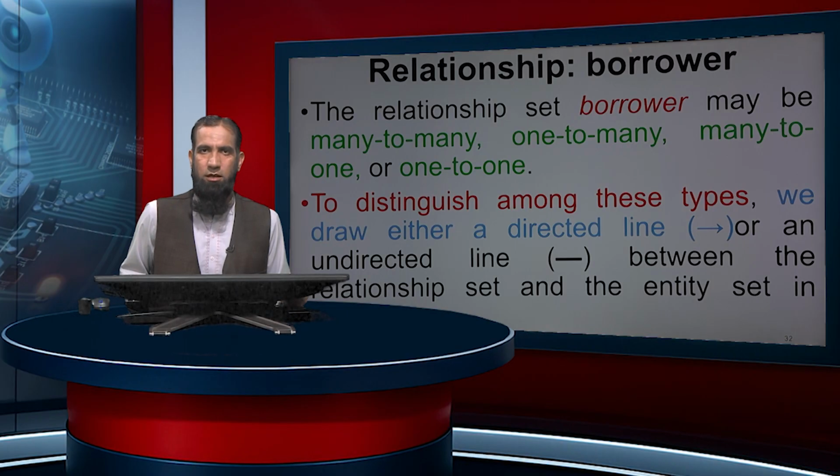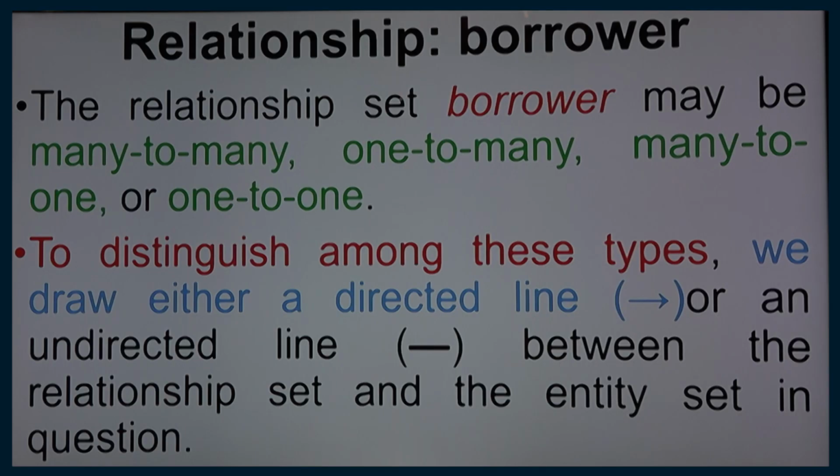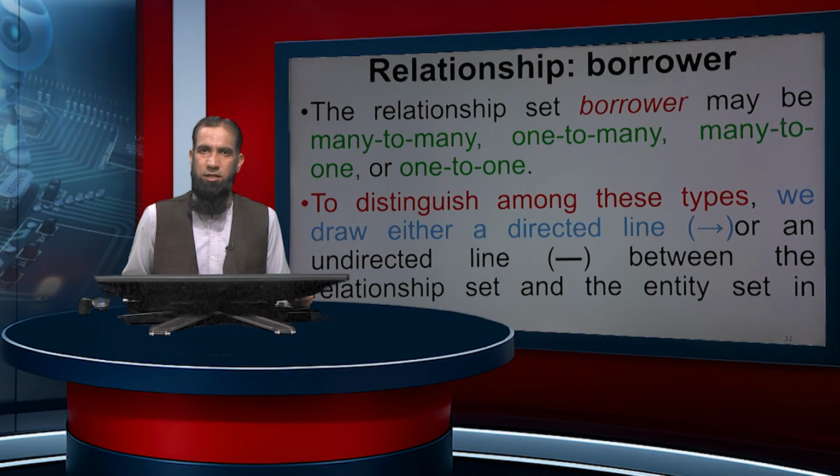Next, the relationship set borrower may take different forms such as many to many, one to one, one to many, or many to one. To distinguish between these types in an entity relationship diagram, we use lines between the relationship set and the entity set. A directed line that has direction basically indicates that the relationship is one to one or many to one, showing that only one instance on that side can participate.